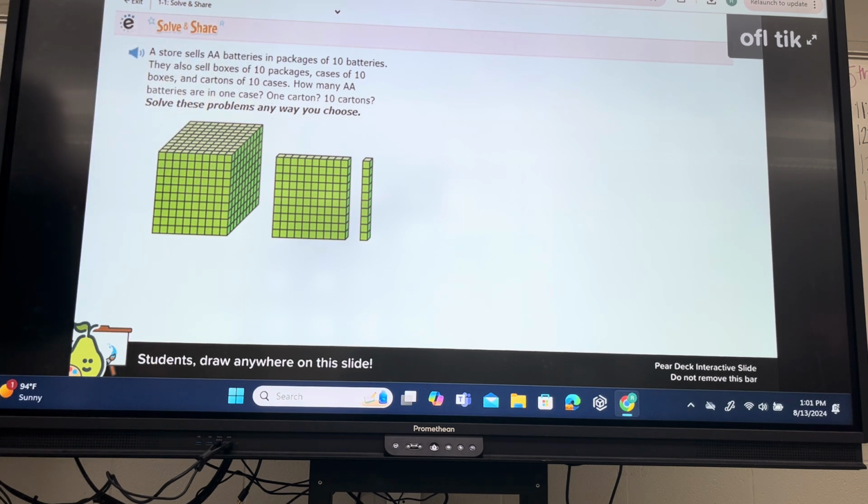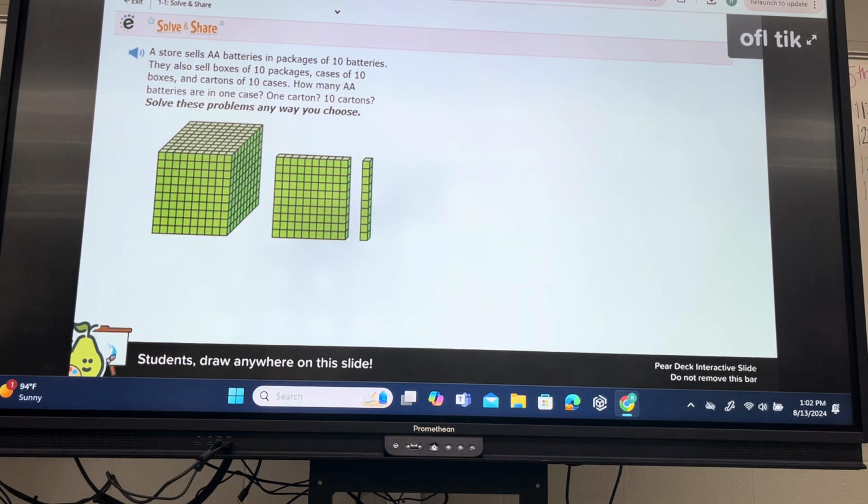Okay? Start from the beginning and work your way until you can find how many are in a carton. How many are in a case? How many are in 10 cartons?